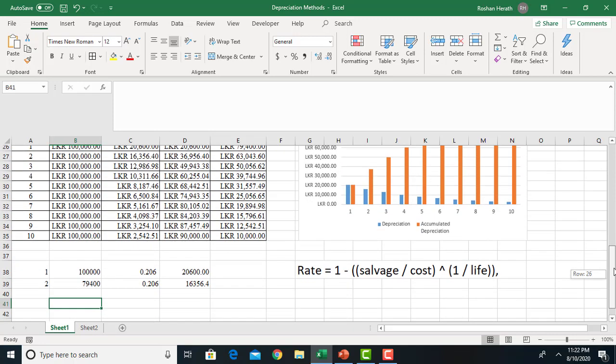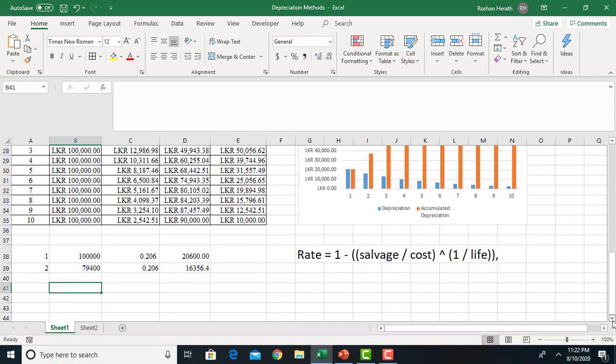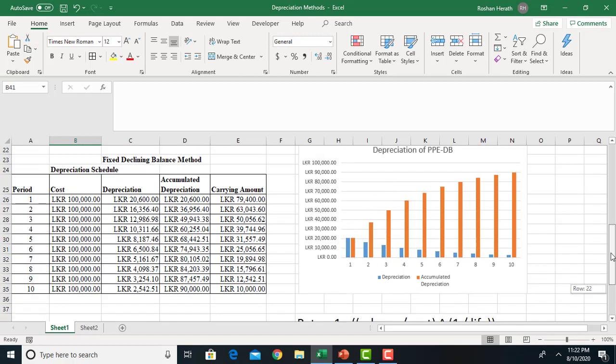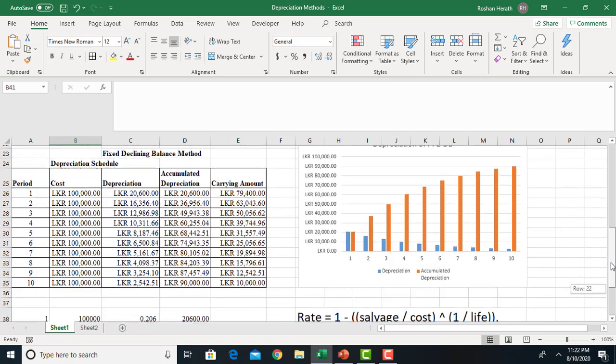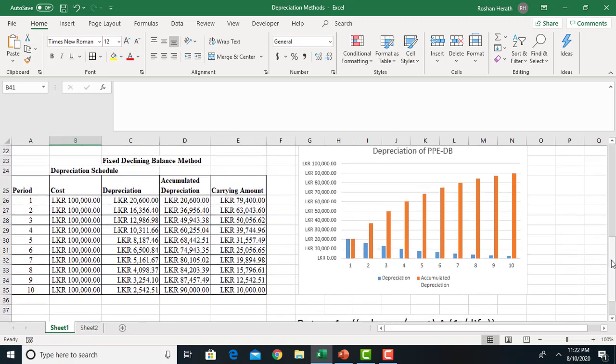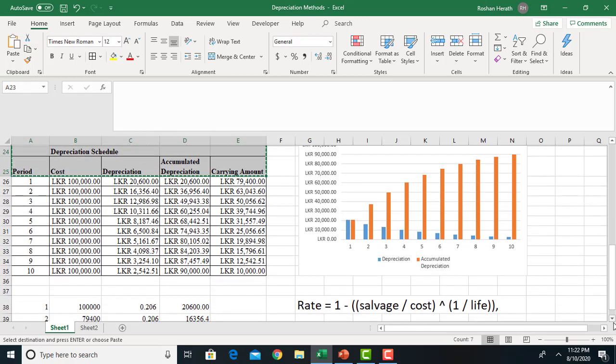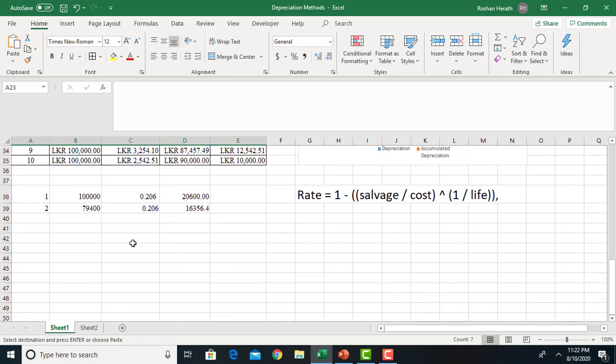Now we'll be exploring another important aspect. It's about the acquisition of this particular asset in the middle of a particular reporting period. So let's take that particular instance and work out a question for that. Then you would be convinced how to explore that.